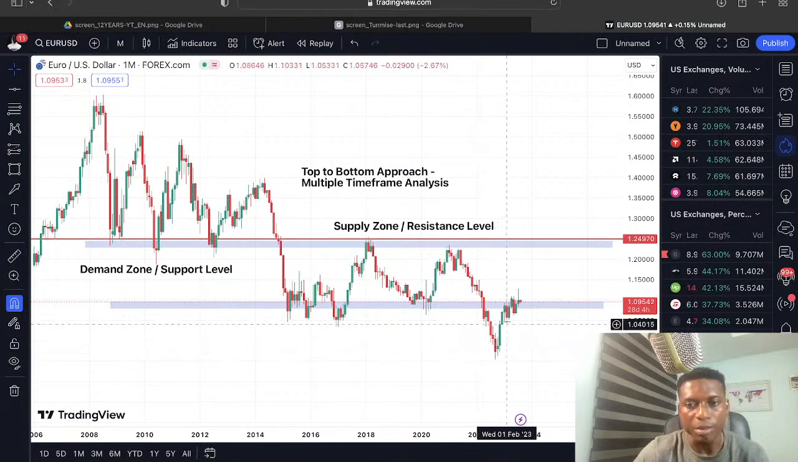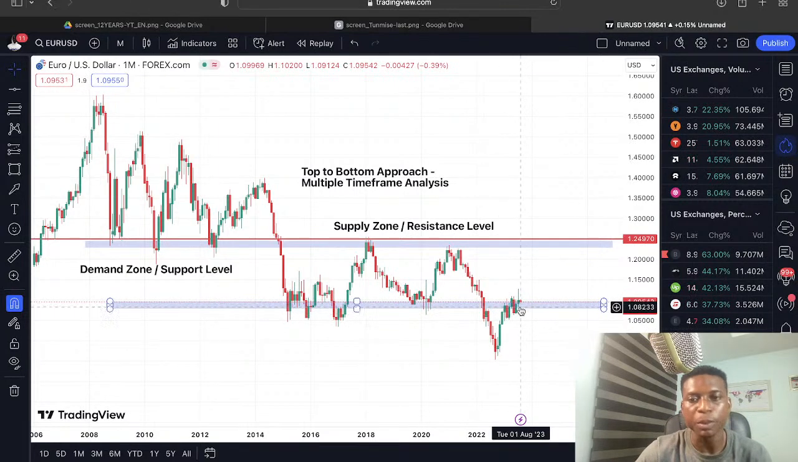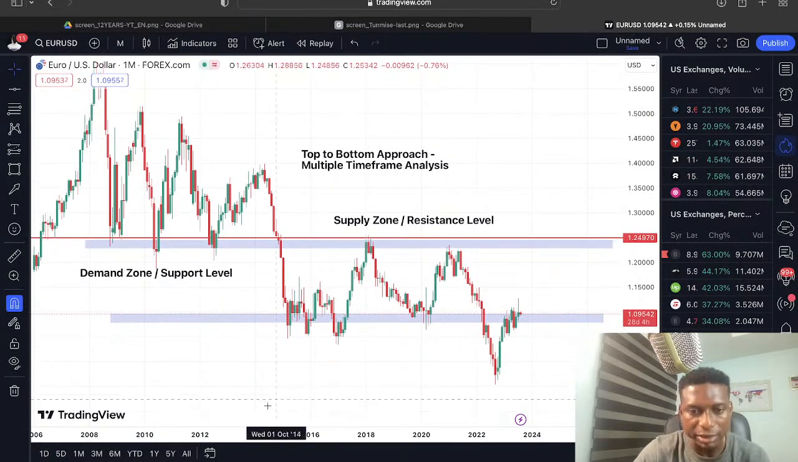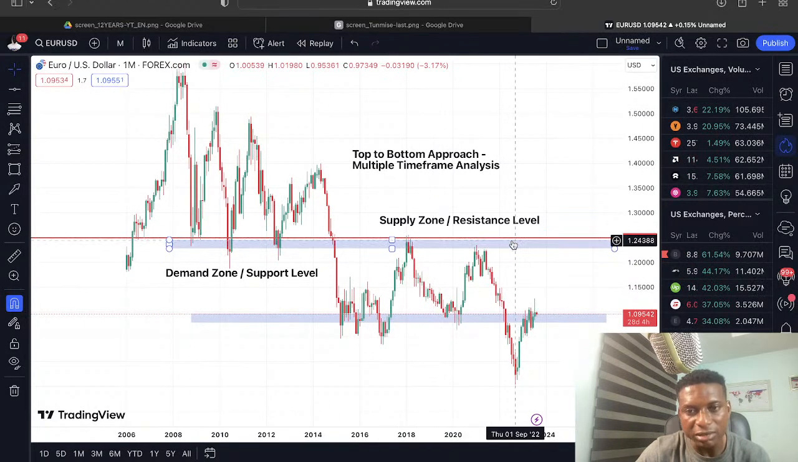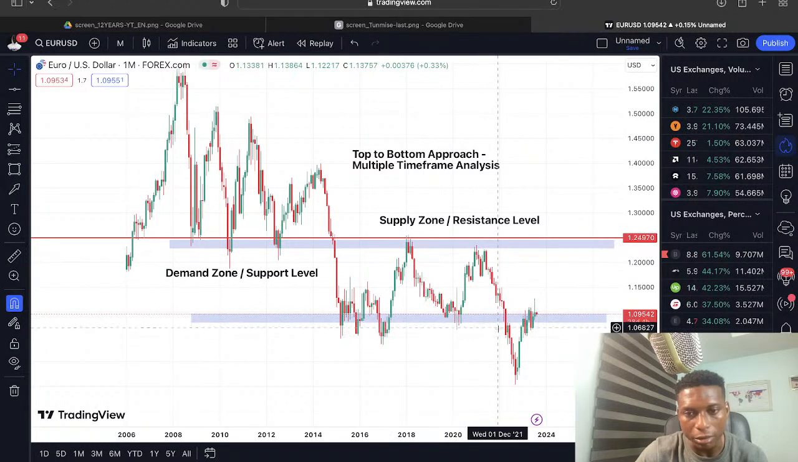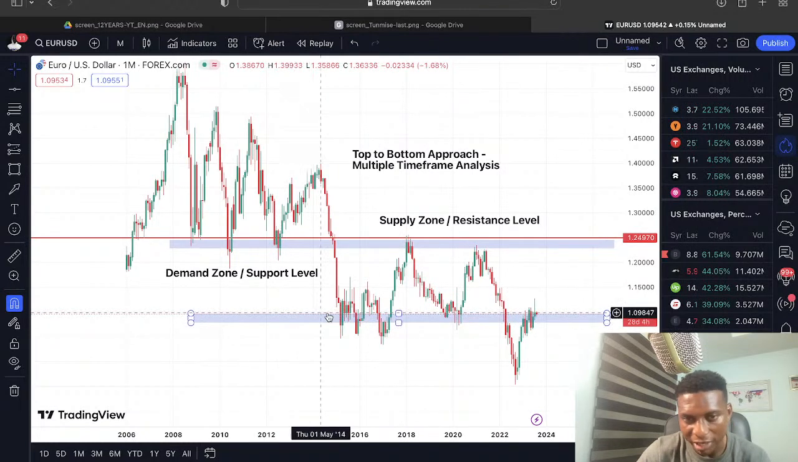Now price is coming up to this particular level. Now it's a question of what happens next. We've been able to spot that this level here is a resistance zone, and it pushed price down. Price got to this level, which is a support zone. We can see another support zone here.